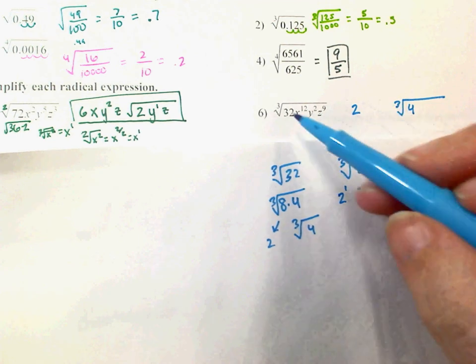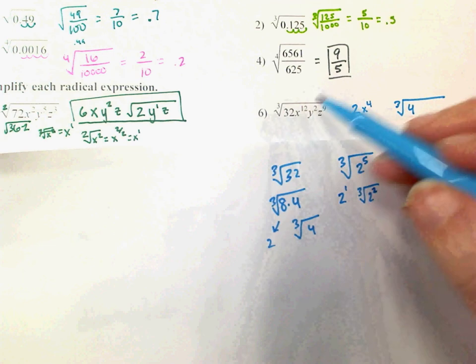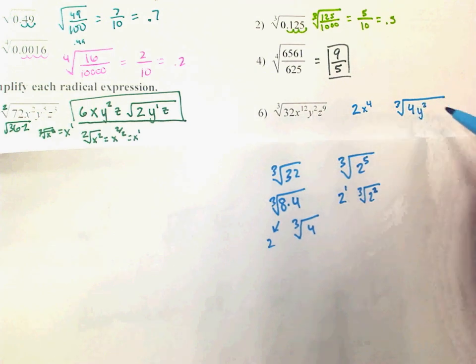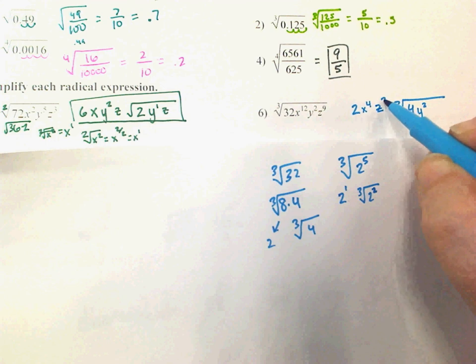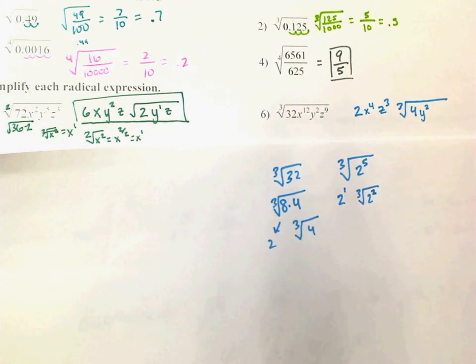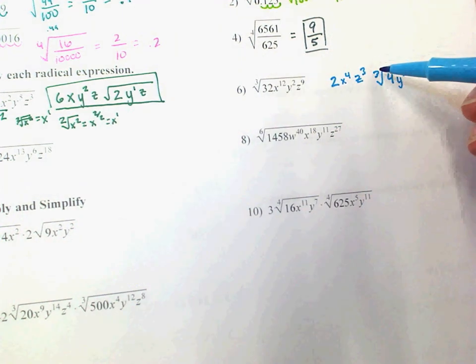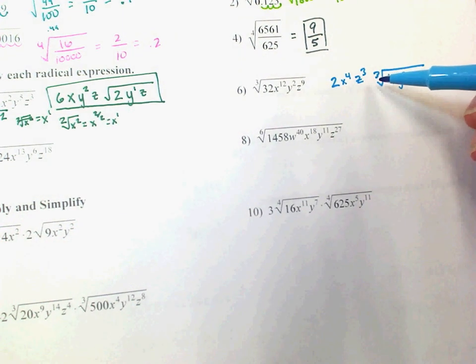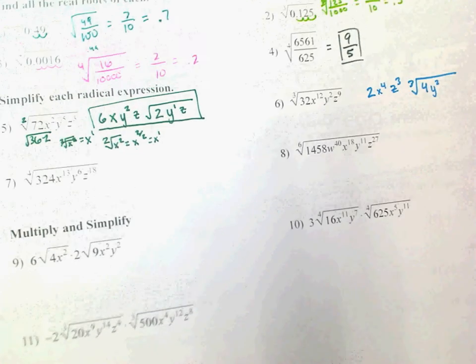3 goes into 12 4 times evenly with none left over. 3 does not go into 2, so y squared is just left inside. And 3 goes into 9 3 times with none left over, and so that's my answer: 2x to the 4th z cubed times the cubed root of 4y squared. I noticed that a lot of people on the homework were forgetting to write that root. You need to make sure that it's the cubed root here versus the 6th root there versus the 4th root there. So just be careful about that on your answer.